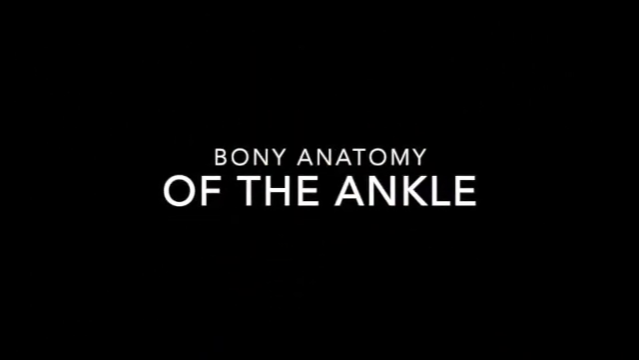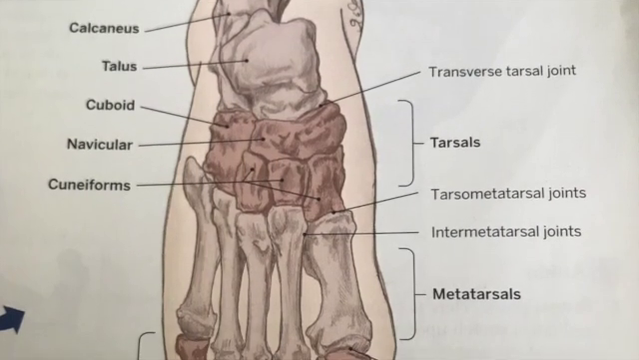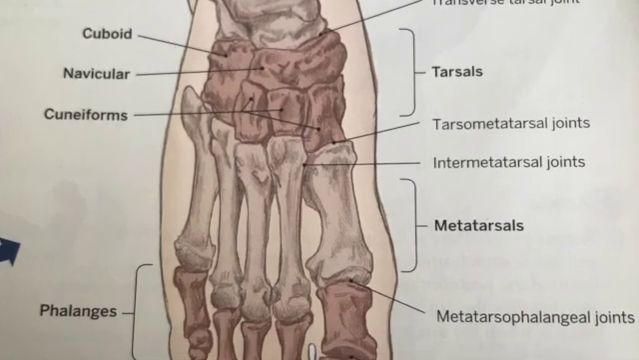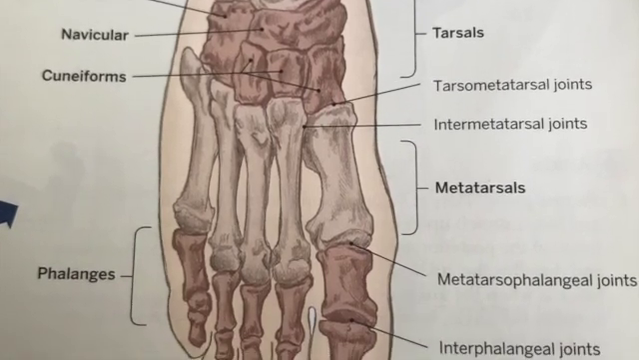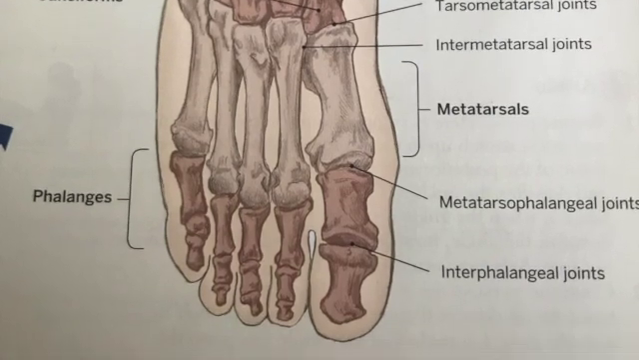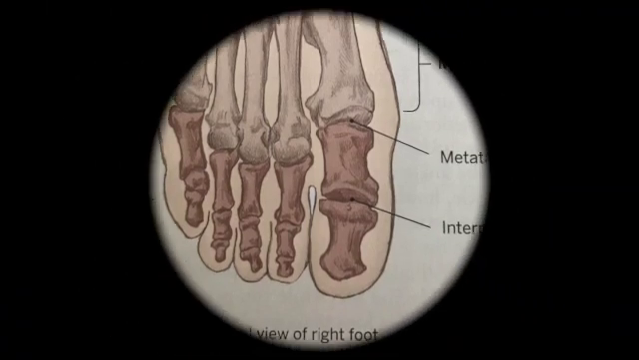The bony anatomy of the ankle is pretty simple. You have the calcaneus, which is your heel bone, and the talus, which sits next to the calcaneus. Then comes the navicular, which is more medial. The cuboid is more lateral. Next we have the cuneiforms, which are made up of three bones: medial, middle, and lateral. Finally, there are the tarsals, metatarsals, and phalanges.